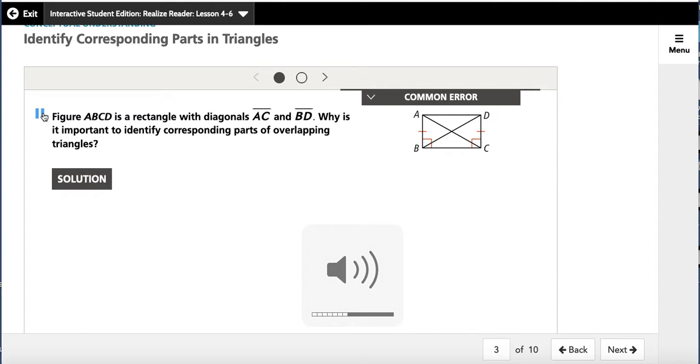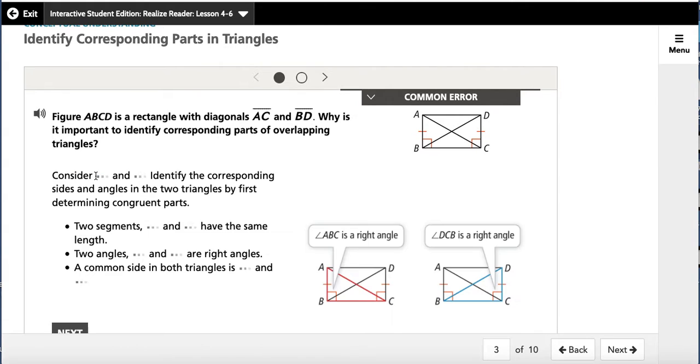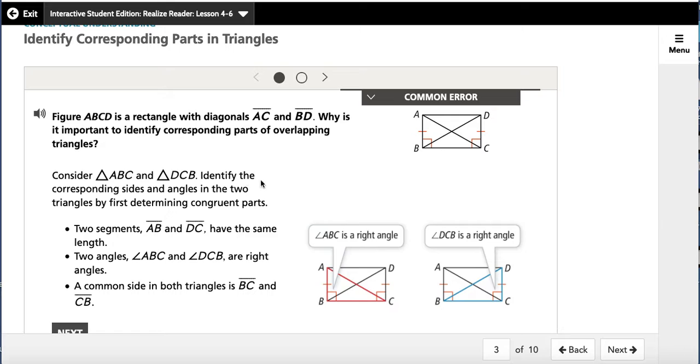Figure ABCD is a rectangle with diagonals segment AC and segment BD. Why is it important to identify corresponding parts of overlapping triangles? Consider triangle ABC and DCB. Identify the corresponding sides and angles in the two triangles by first determining congruent parts.